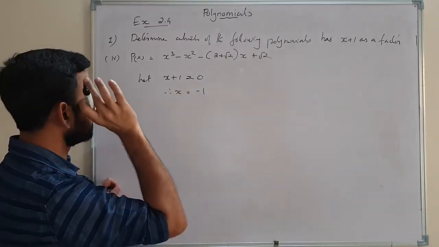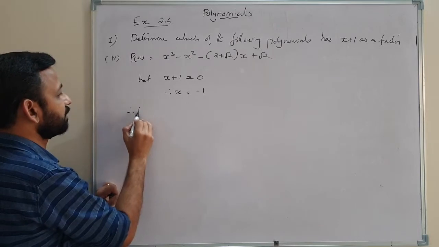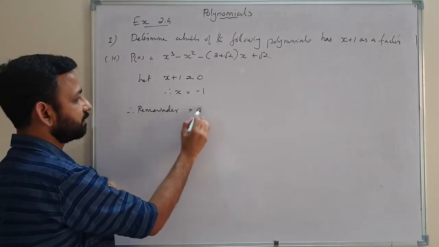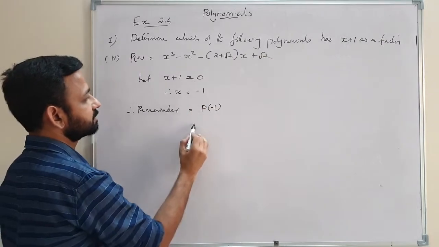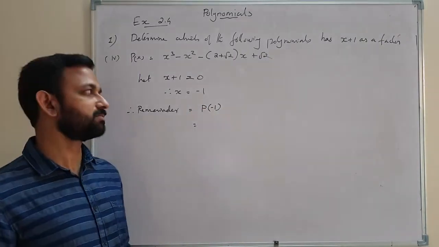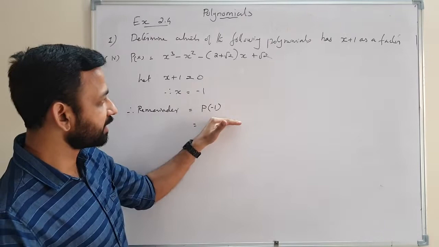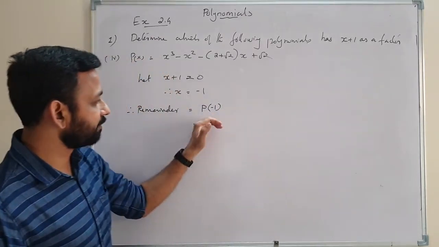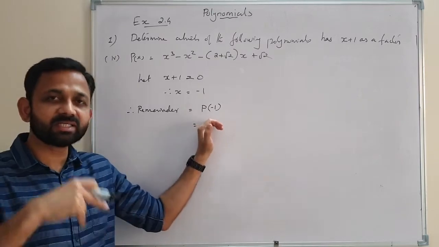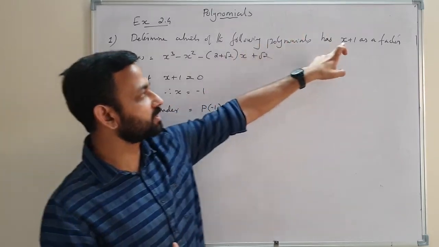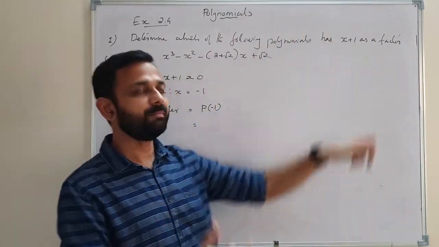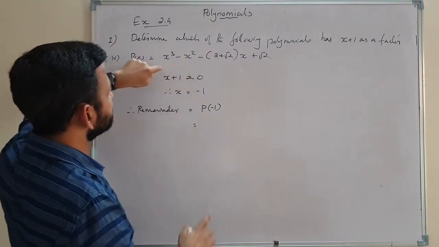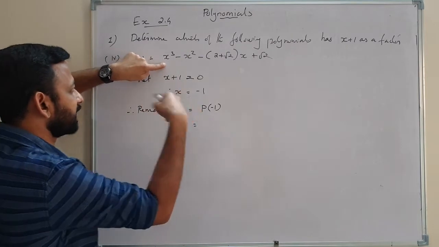Now we can find the remainder. Therefore remainder equals p of minus 1. And if that remainder is 0, then we will say x plus 1 is a factor. If the remainder is any real number other than 0, then we will say x plus 1 is not a factor of p of x. So p of minus 1 we can find. This is p of x.